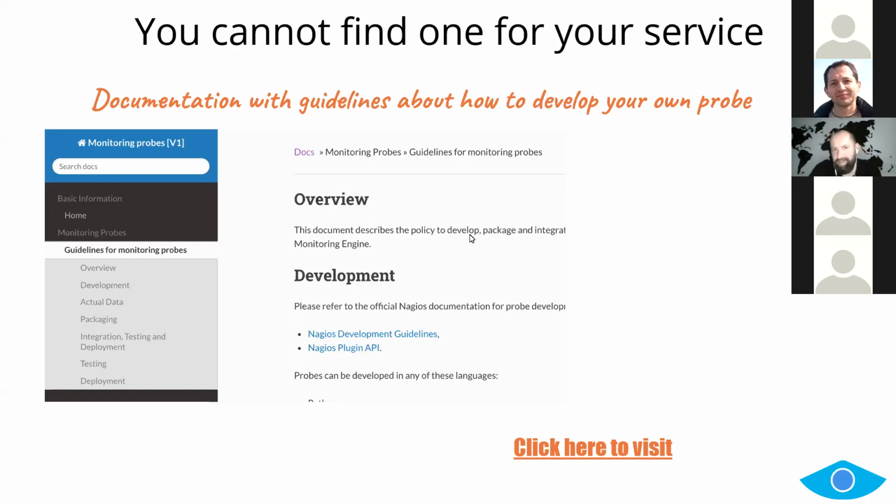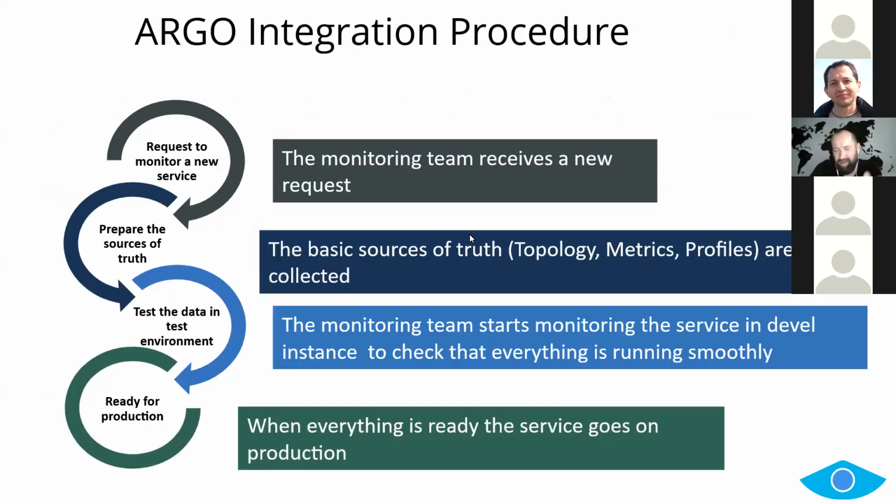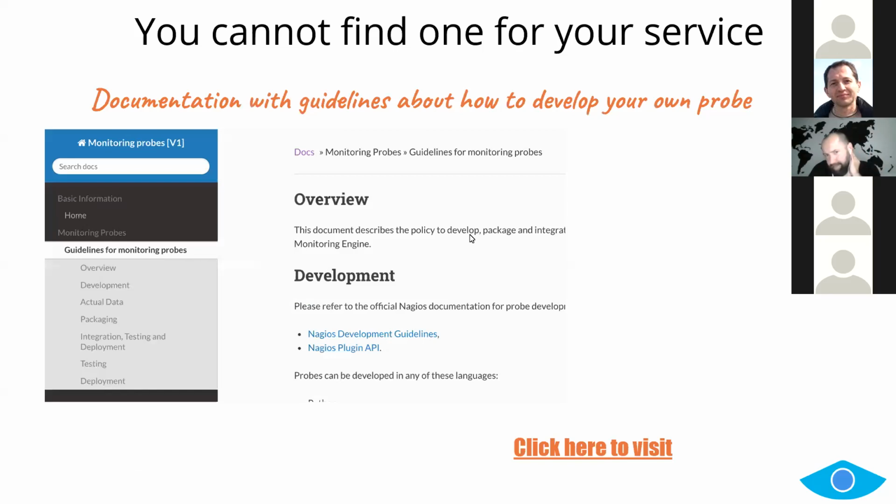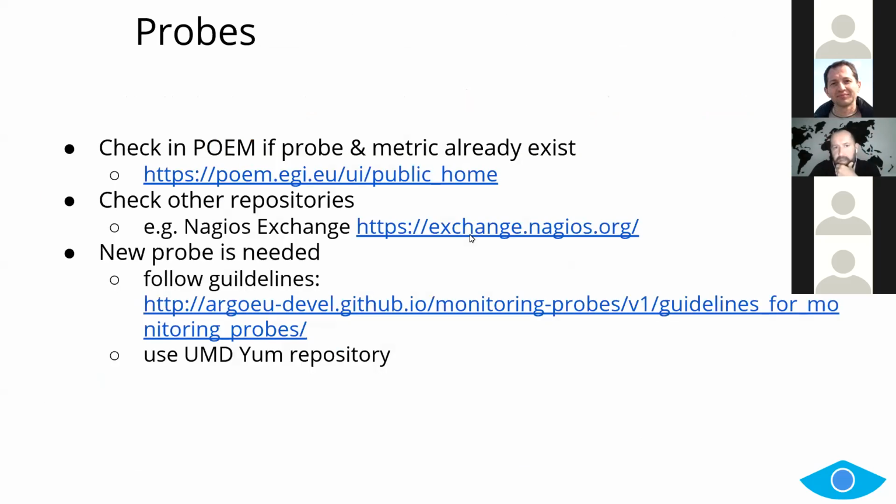So if you don't see the probe in that repository that I showed you, and you really want to add it, you follow these guidelines. Now, Nagios Exchange is definitely a useful place to go. There's a bunch of stuff there. As I said, check our repositories to see if there's a probe which you can reuse, or even better, improve so that the others can benefit as well.